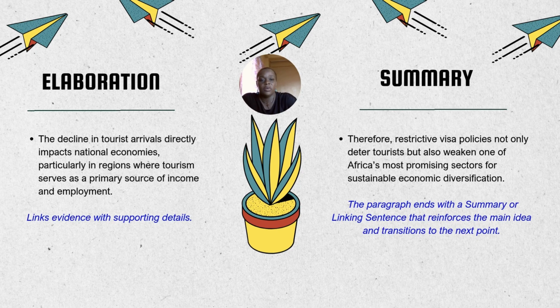And finally, we get to our summary or linking sentence. Therefore, restrictive visa policies not only deter tourists but also weaken one of Africa's most promising sectors for sustainable economic diversification. This summarizes the paragraph's main point and links it back to the essay's broader argument about the effects of visa restrictions on Africa's economy and also creates a transition to the next point.